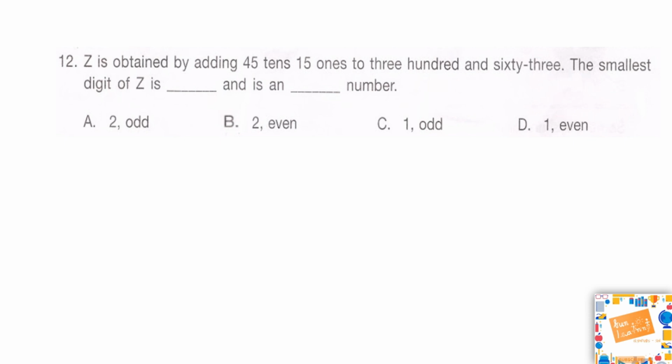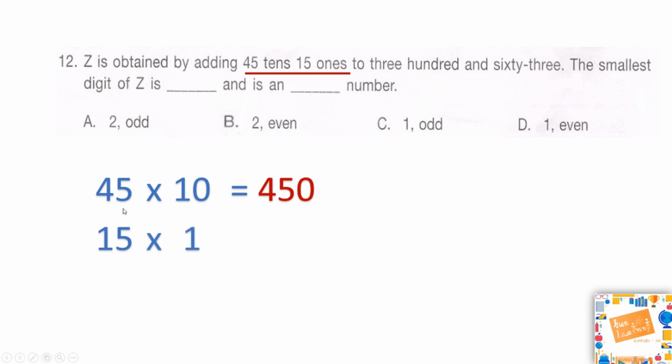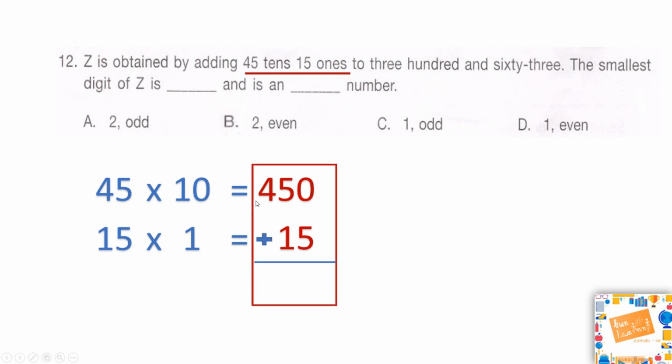Well, if you need more time, you can pause the video, but now I'll explain it to you. First we should calculate 45 tens and 15 ones. So 45 tens is 45 times 10, which is equal to 450. And 15 ones is 15 times 1. Always remember, any number ones is that number into 1, which is equal to 15 in this case. And this whole number, which is 45 tens and 15 ones, is 450 plus 15, which is equal to 465.